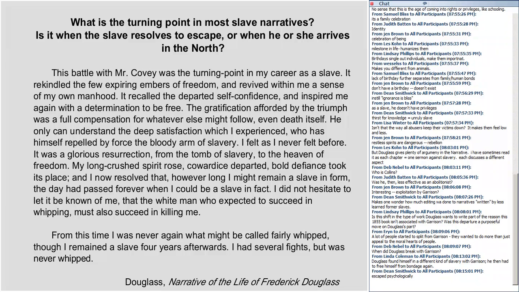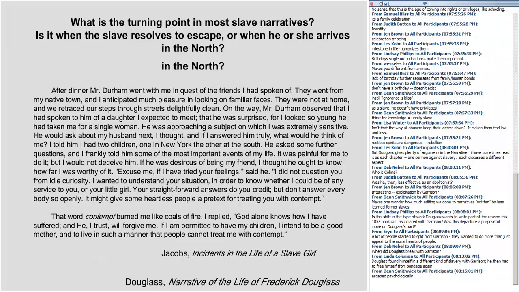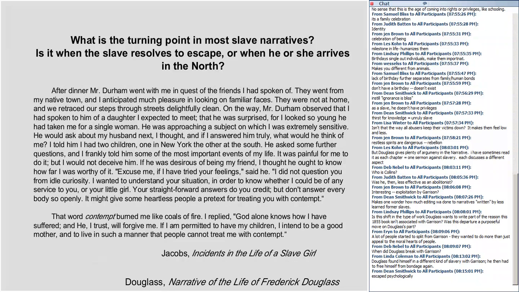Then the turning point in a narrative like Incidents can be very different. In Incidents, Harriet Jacobs runs away to the North. She gets smuggled aboard ship to Philadelphia. And when she gets to the North, she meets a very kind clergyman, a man in the AME church, who treats her very nicely. He and his wife both, this Mr. Durham she refers to.